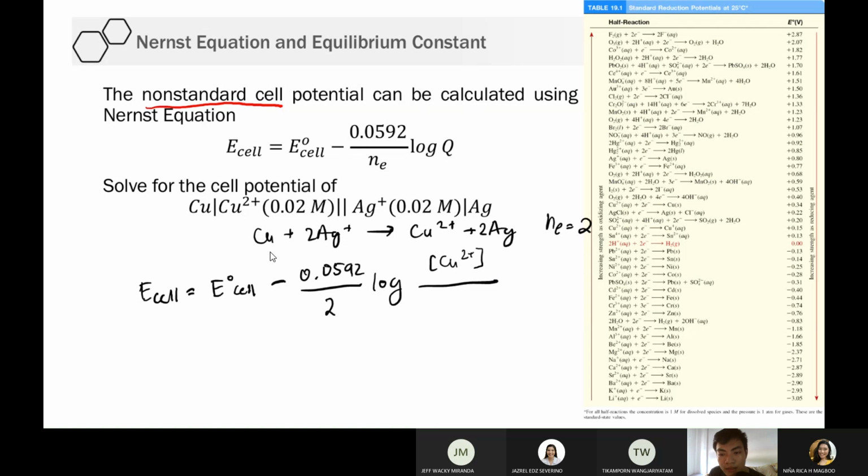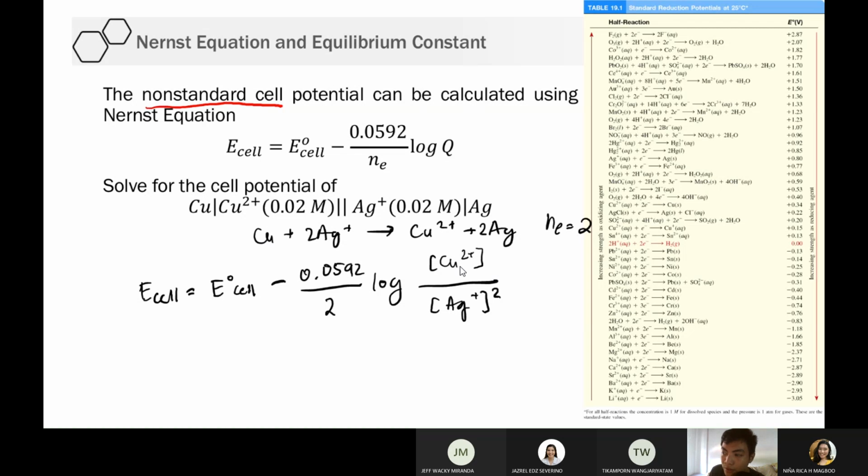Again, copper metal should not be written because it is solid. But this silver ion can be written. So we can write that as Ag plus squared. Take note that the coefficients are made exponents here. So the 2 will be the exponent for this one.